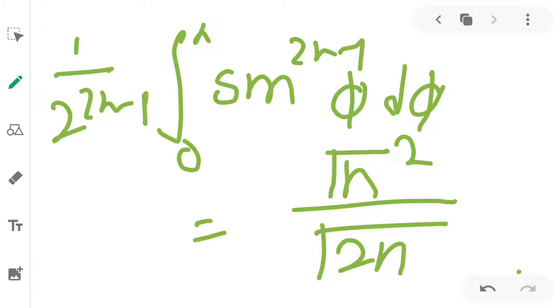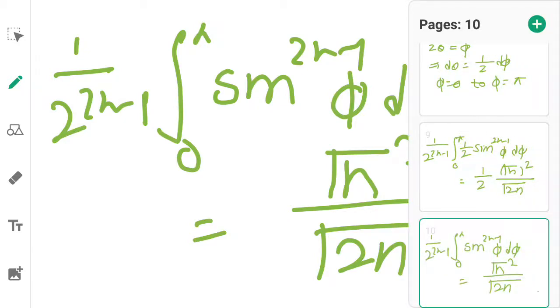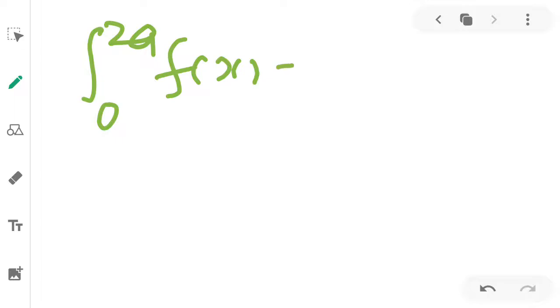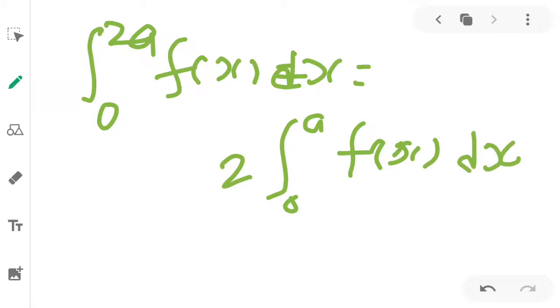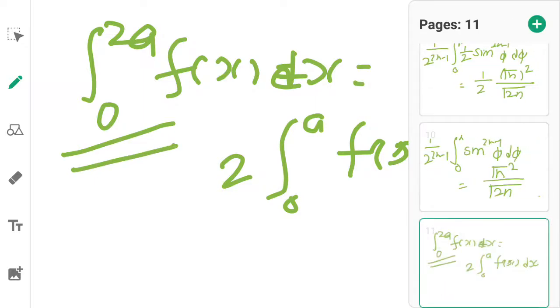What property? We will use the definite integral property: integral 0 to 2a f(x) dx is equal to 2 times integral 0 to a f(x) dx. In the above equation, pi can be written as 2 into pi by 2. So we will use this property. So what does the integral become?